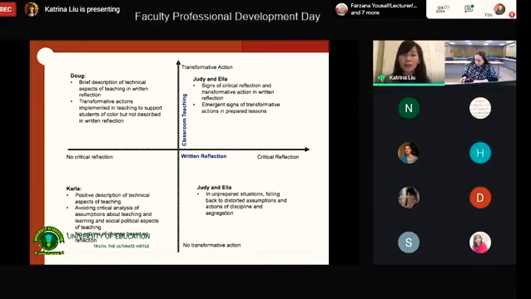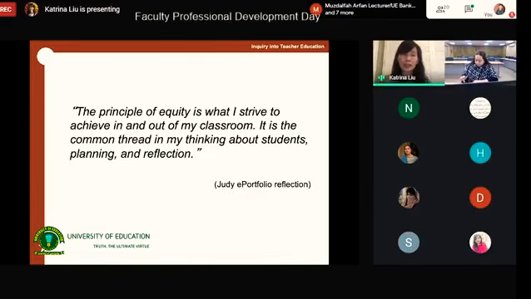Okay, I'm going to give you a specific example based on one case, Judy. So Judy was very articulate about equity and social justice and the importance of supporting students of color in the classroom.